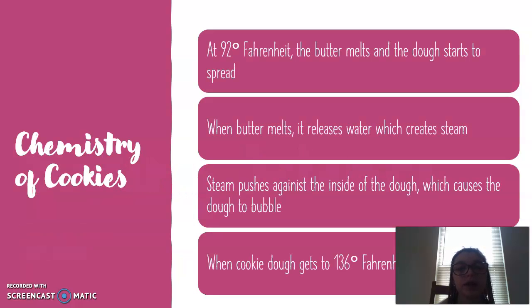At 92 degrees Fahrenheit, the butter in the cookie dough melts and the dough starts to spread. When this butter melts, it releases water, which creates steam. The steam pushes against the inside of the cookie dough, which causes the dough to bubble.